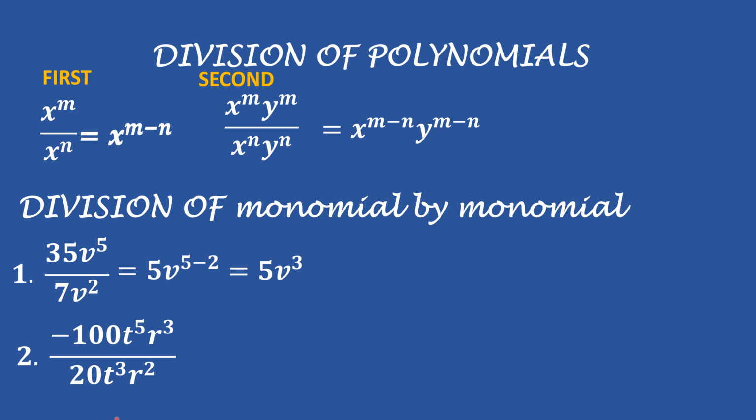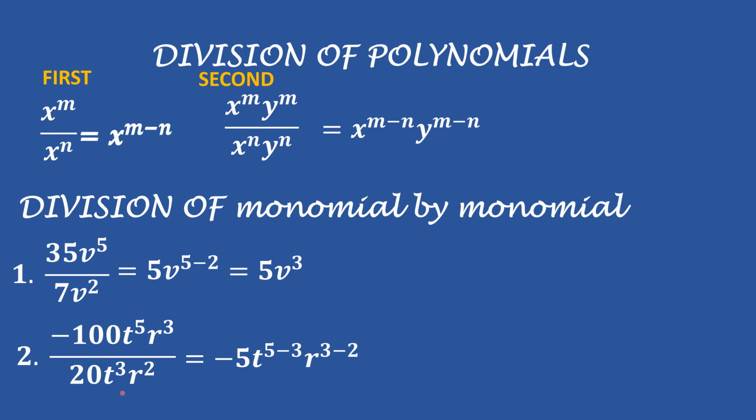Example number 2, we have negative 100 t to the fifth r cubed divided by 20 t cubed r squared. Again, the 100 and 20 are both constants, and remember the law of signs. If we are dividing different signs, we simply have a negative. So 100 divided by 20 is 5, and since negative and positive have different signs, it's negative.